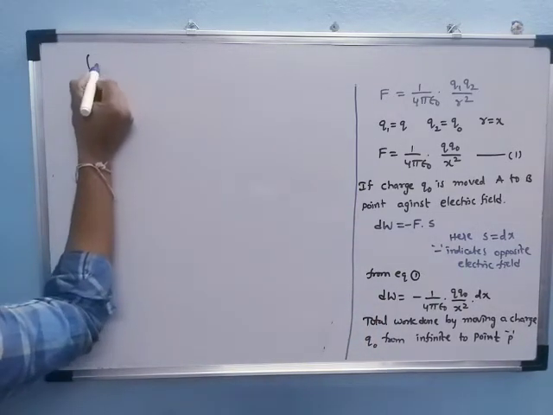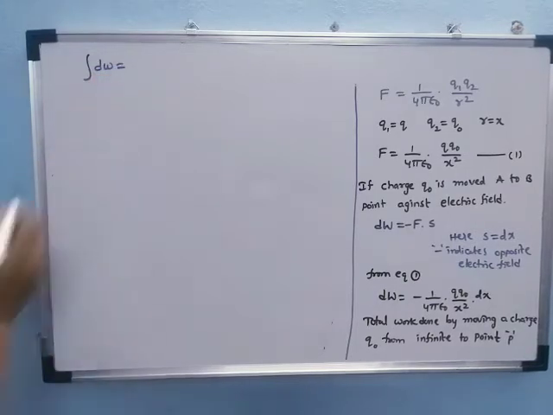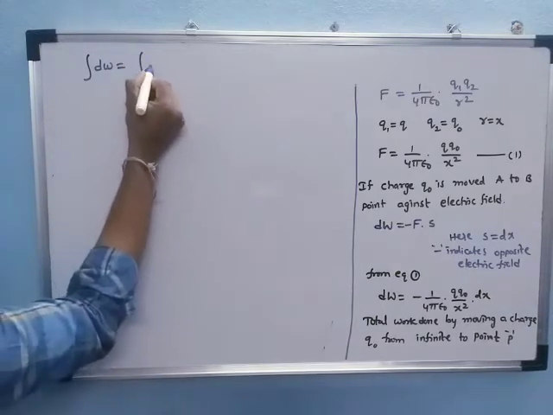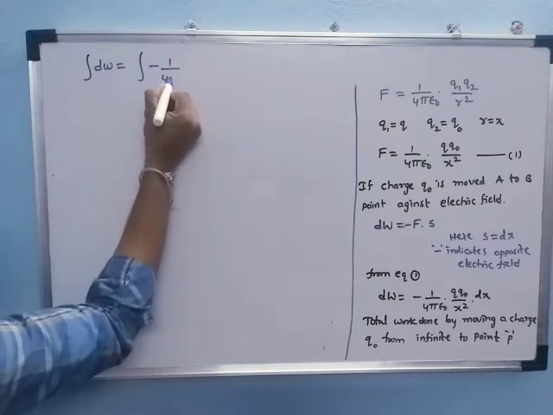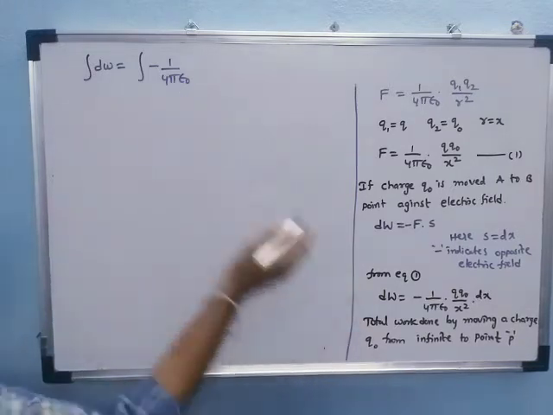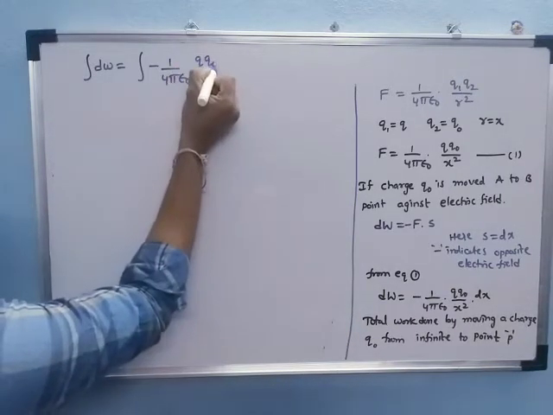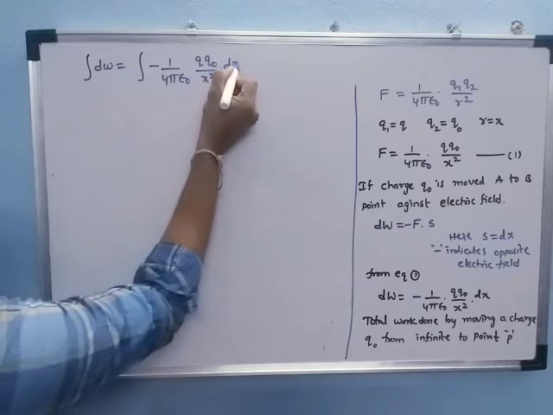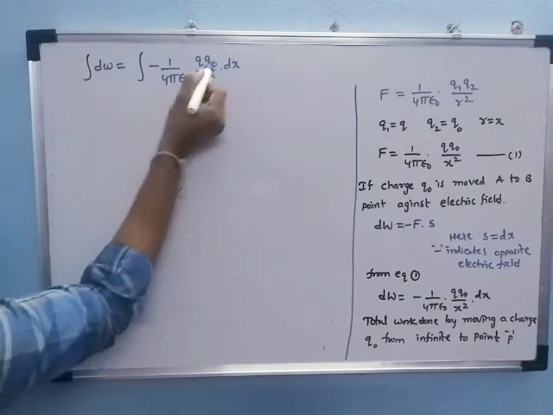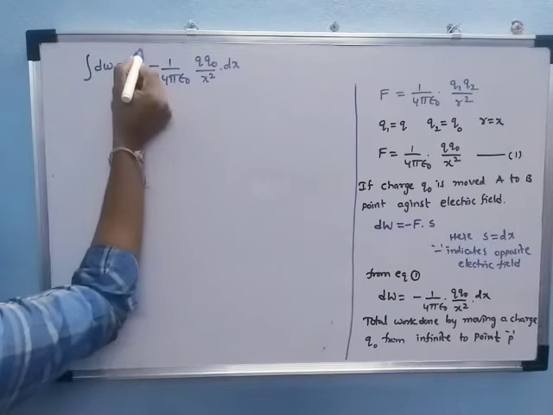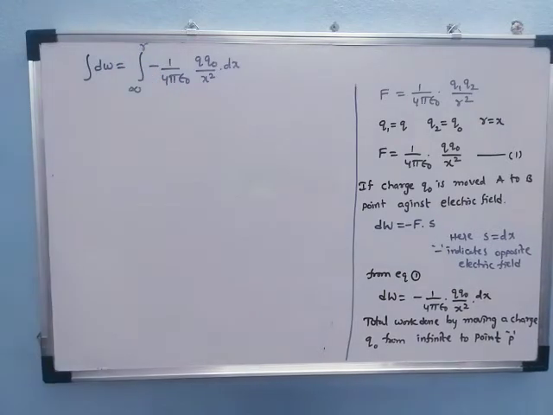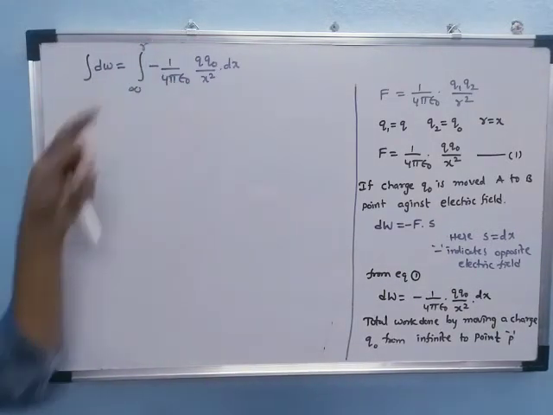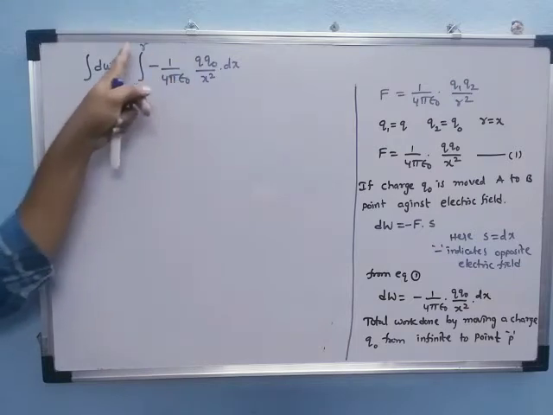Integration of dW is equal to integration of minus 1 by 4 pi epsilon naught q naught by x square into dx. But the charge q naught is moving from infinity to r, between these points. That is how you can find the total work done.